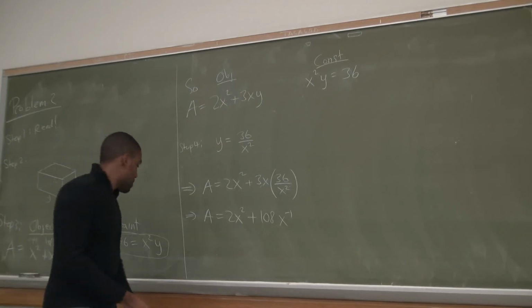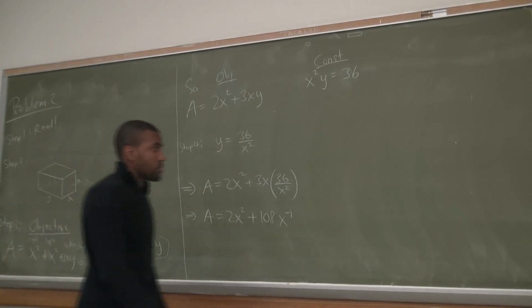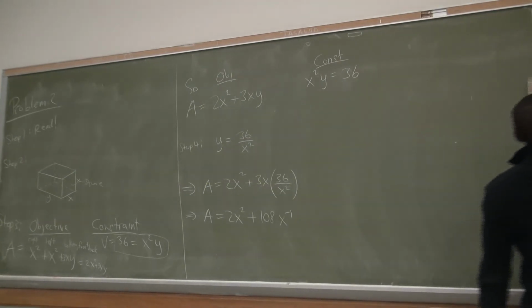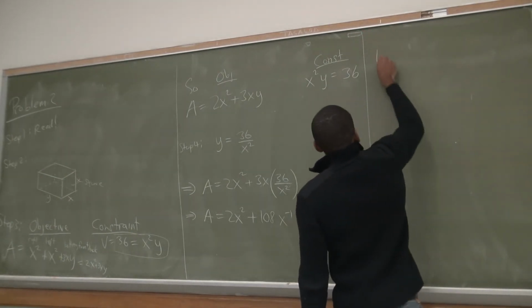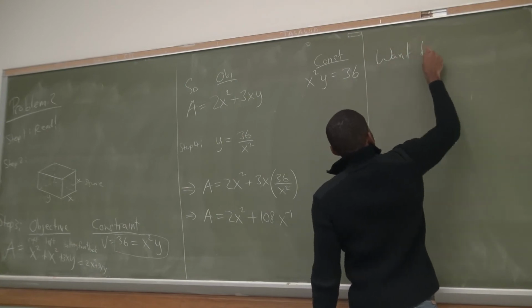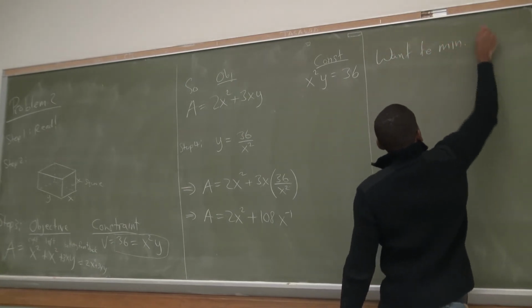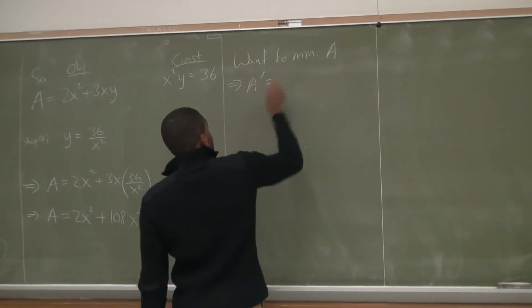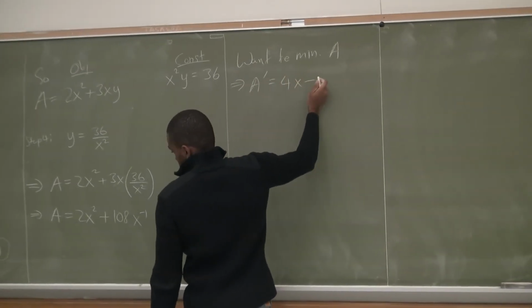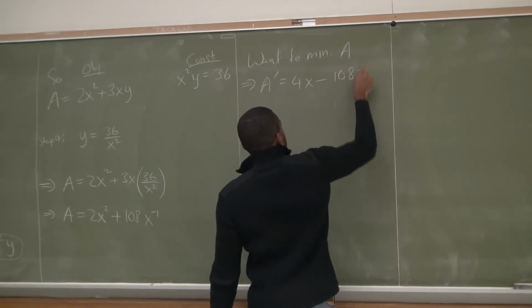And what do I want to do with this function? I want to minimize the area. Because we want to save the earth, or the whales or the pandas. Now we want to minimize A. This means that I need to find the derivative, which is going to be 4x minus 108x to the minus 2.